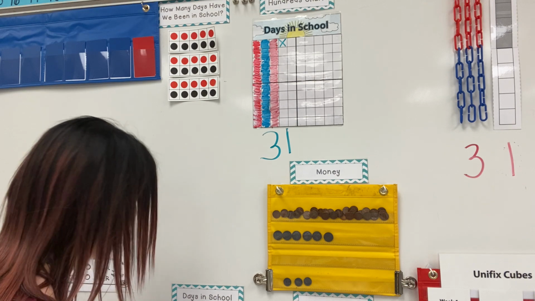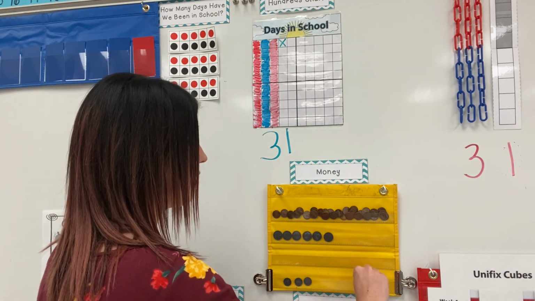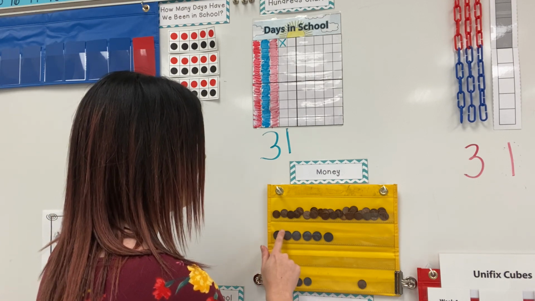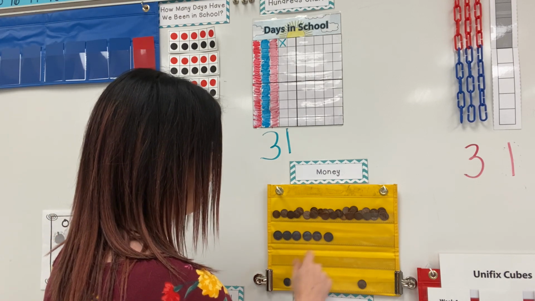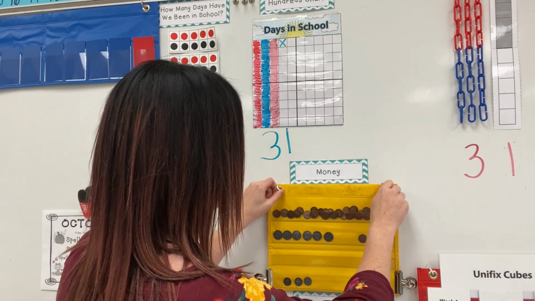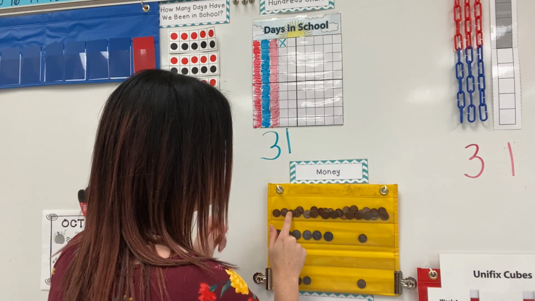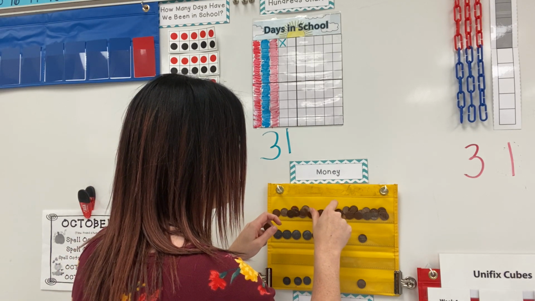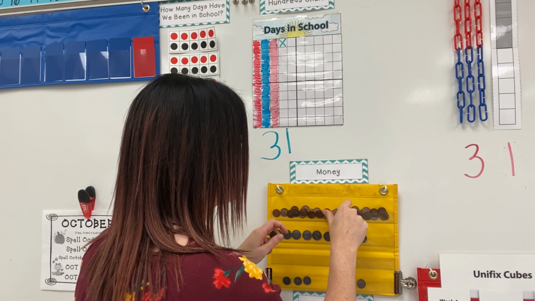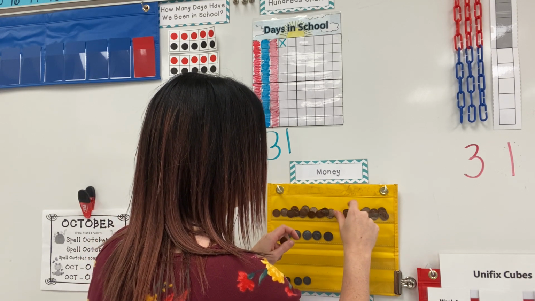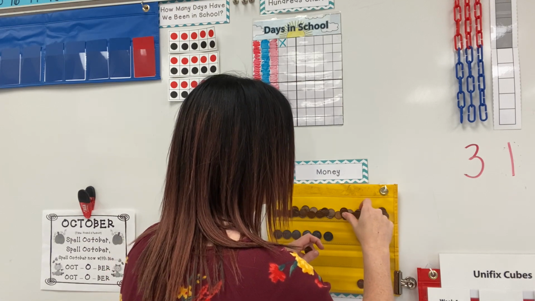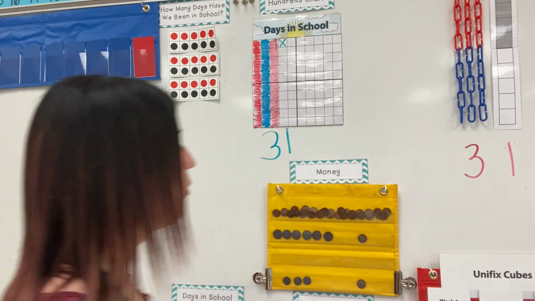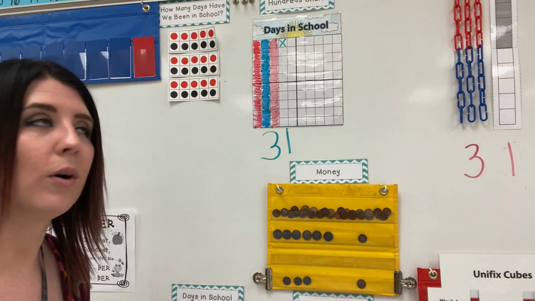Now I need to add a penny for today because we're on the 31st day. So we have 10, 20, 30, 31. 5, 10, 15, 20, 25, 30, 31. And then our pennies, let's make sure we have 31. 1, 2, 3, 4, 5, 6, 7, 8, 9, 10, 11, 12, 13, 14, 15, 16, 17, 18, 19, 20, 21, 22, 23, 24, 25, 26, 27, 28, 29, 30, 31. 3 different ways that we could show 31.